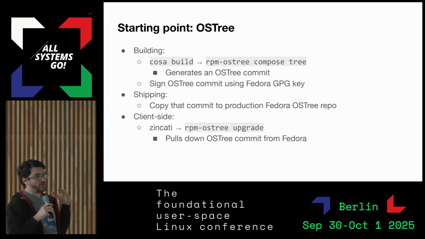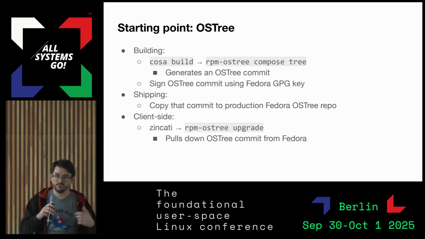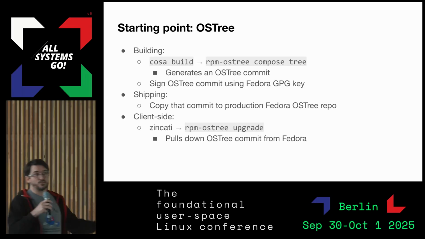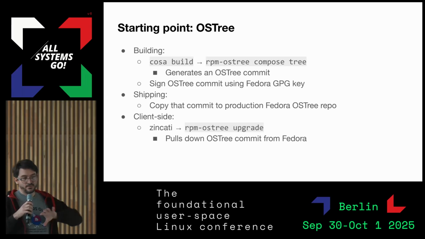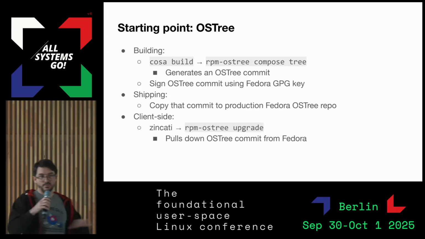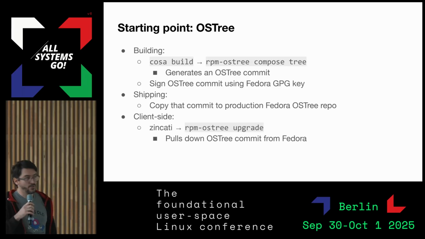because that's how the system was built. When we were building the actual image for the system, we were using CoSA build, which is a wrapper for the RPM-OSTree compose tool, which takes a collection of RPM packages and builds them into an image that we actually use to update the systems. This image itself is an OSTree commit. It references everything that's going to be installed in your system.